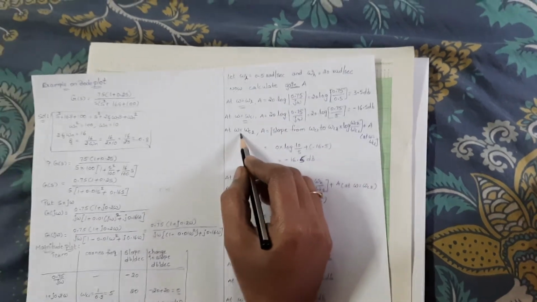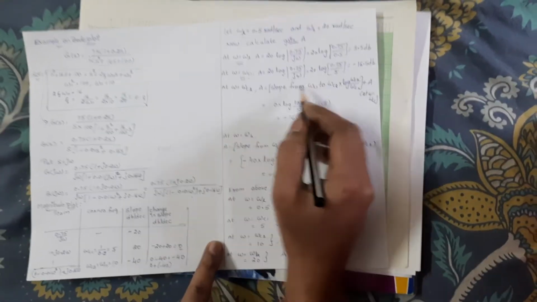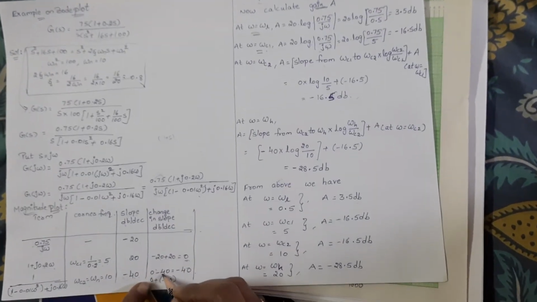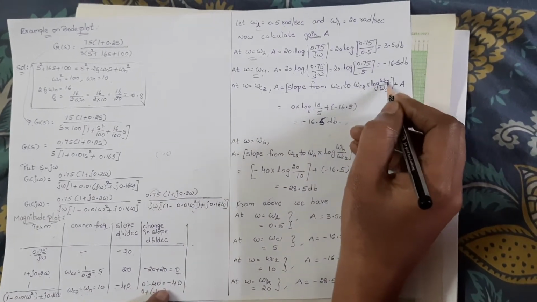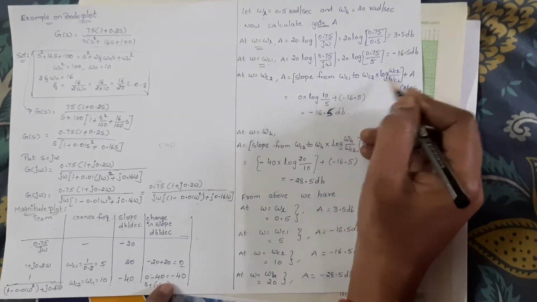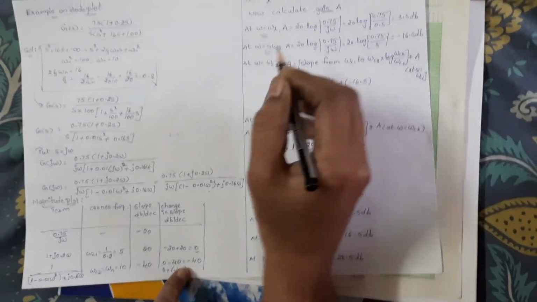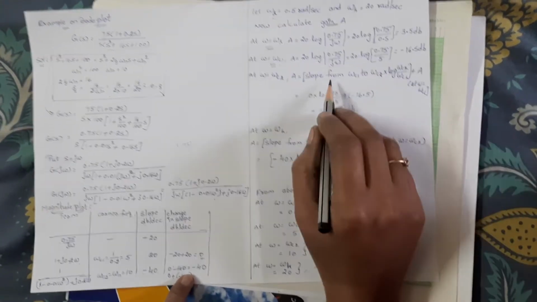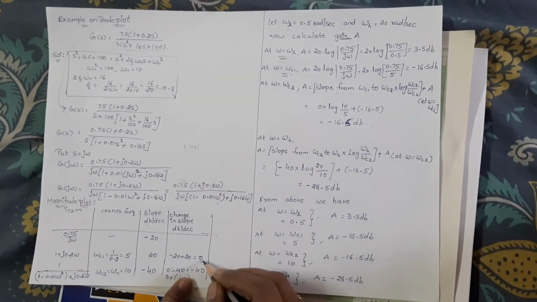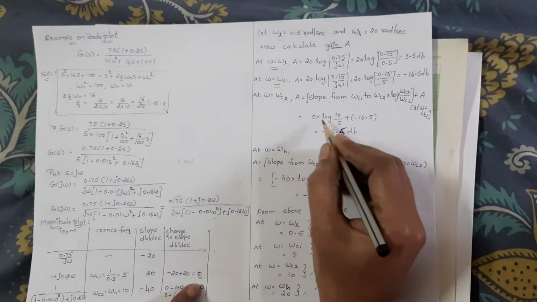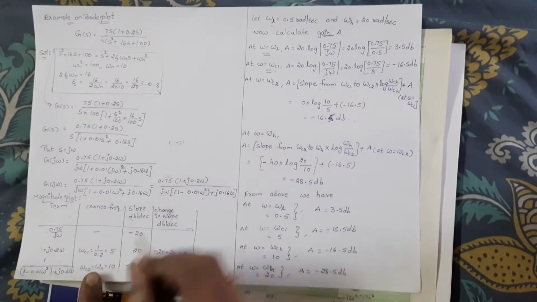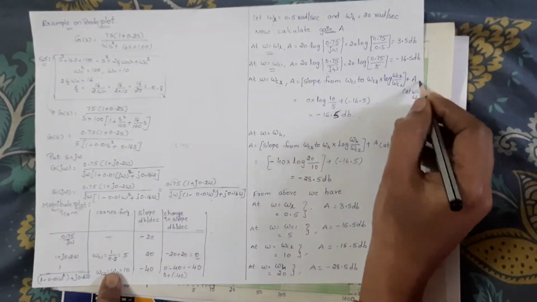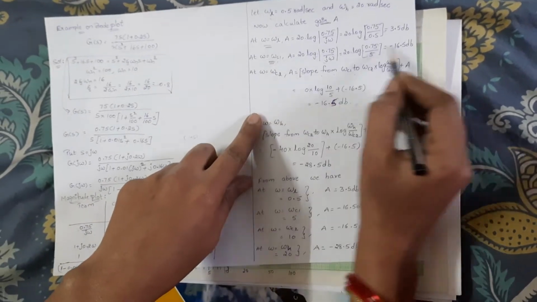So at omega is equal to omega C2, A is equal to slope from omega C1 to omega C2 into log omega C2 by omega C1, plus gain at omega is equal to omega C1. So slope from omega C1 to omega C2 is how much? 0. This value you should write. So 0 into log of omega C2, which is 10, divided by omega C1, which is 5, plus gain at omega C1. See, at omega C1 what is the gain value?